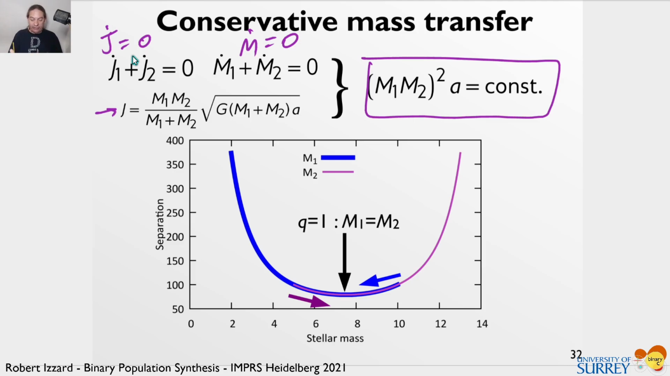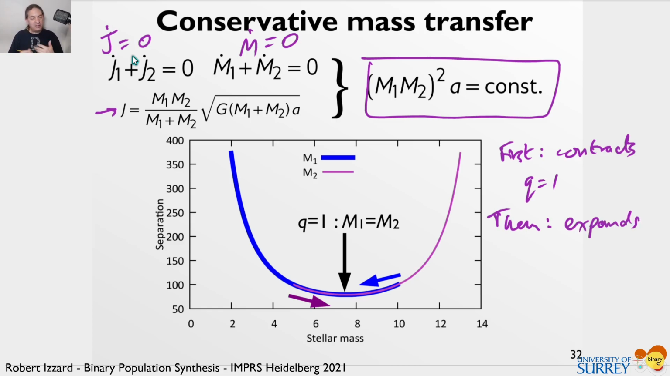And you can then plot this very simply as a function of mass. You can then plot what the separation of the system will be. And indeed, first the system contracts. And then when q is 1, this is the mass ratio, so when M1 equals M2, then the system expands. And this is typically what happens in conservative mass transfer.